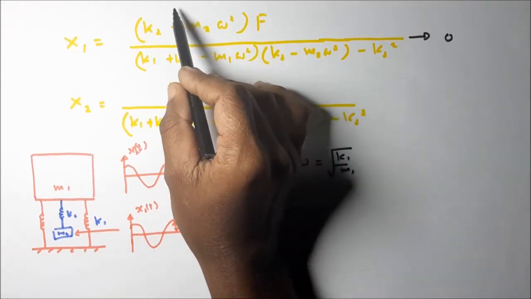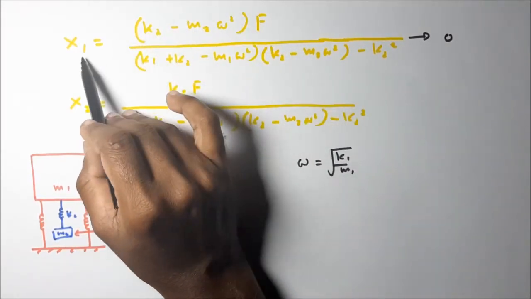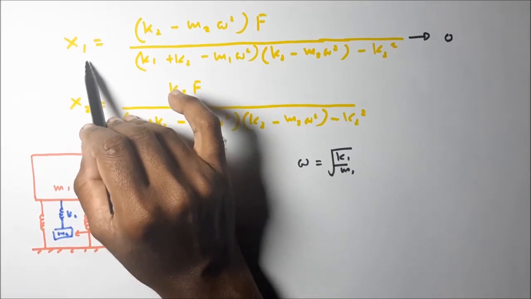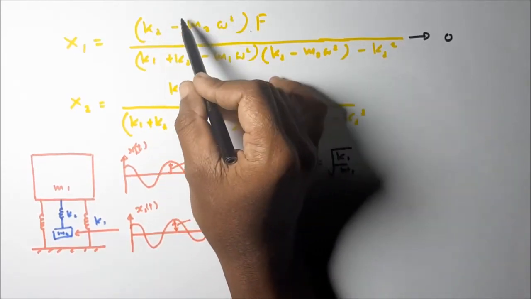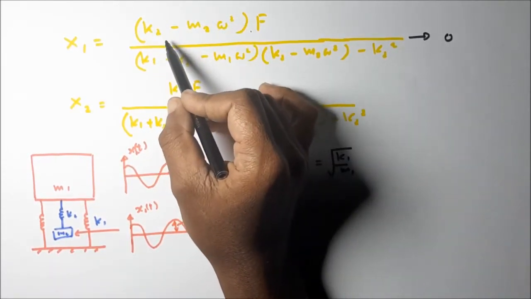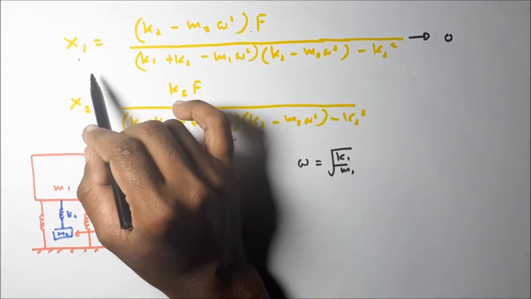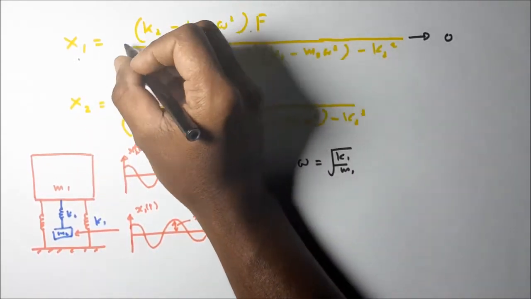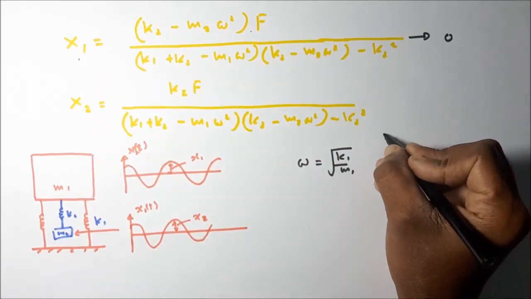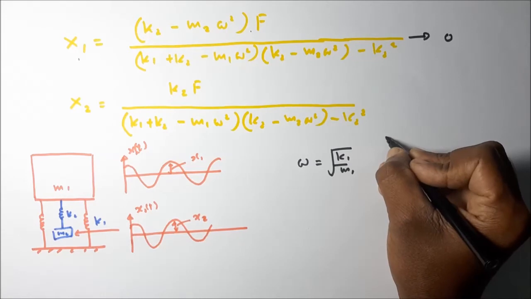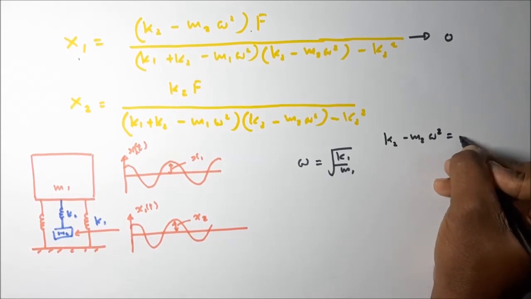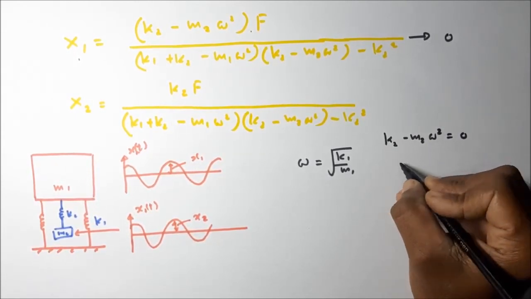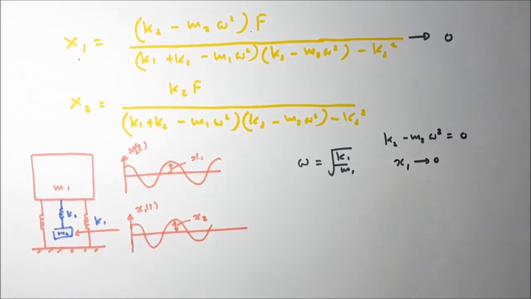If we can make this part 0, we can take x1 to 0. Then how to make this part 0? Here is the multiplication of two terms. So if we can make the inside of this bracket 0, we can make x1 0. How to take x1 to 0? If we can design an absorber such that k2 minus m2 omega square is equal to 0, then x1 goes to 0.